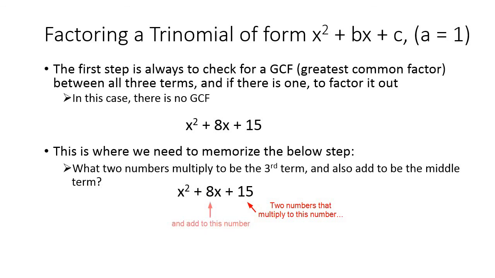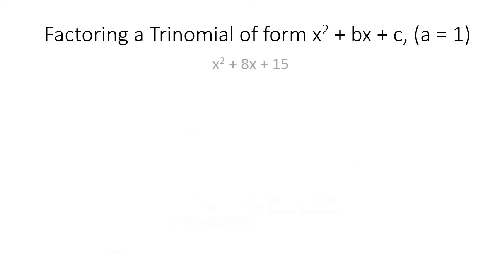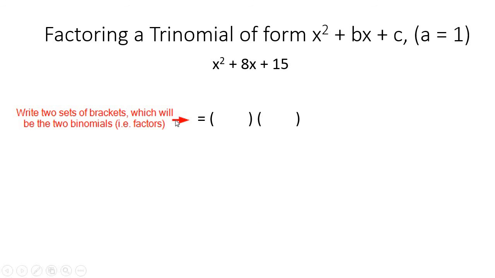So in our case, those two numbers are 5 and 3. 5 multiplied by 3 is 15. 5 plus 3 is 8. So let's remember those two numbers. So we can factor these quite quickly. Write down two brackets to start forming your two binomials.